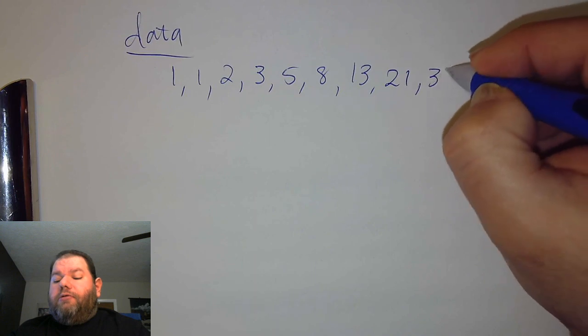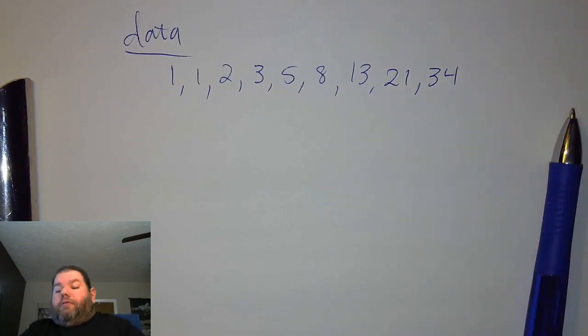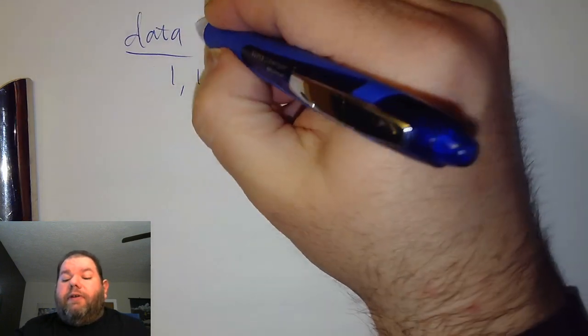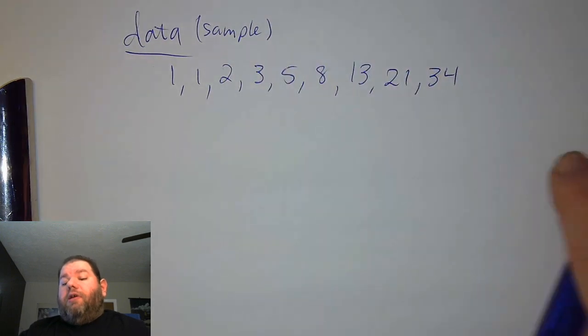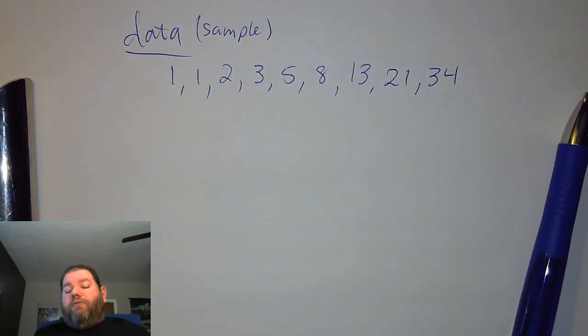Let's go ahead and include one more. All right. First thing we want to do is find the mean, and let's say this is a sample of numbers, which it is. If we find the mean, are we going to use x bar or mu to represent that mean for this data?